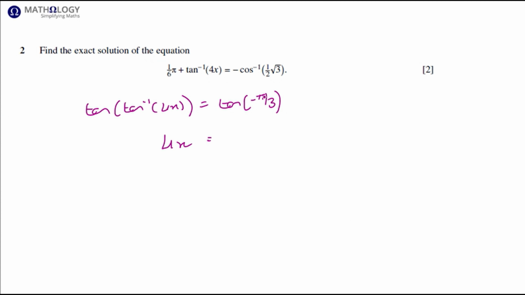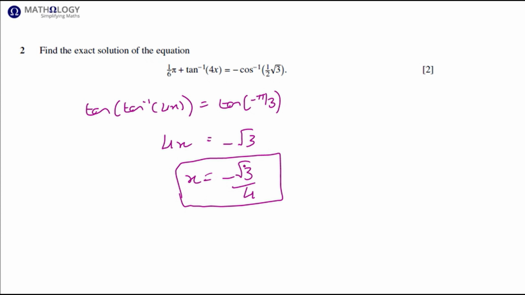Now, in terms of degrees, pi by 3 is 60 degrees. Tan minus 60 is minus tan 60, right? And tan 60 is root 3. So tan pi by 3 will be root 3. And then we can just divide both sides by 4. And that is the solution. They want the exact solution, so they do not want this as a decimal. The exact solution is minus root 3 over 4.